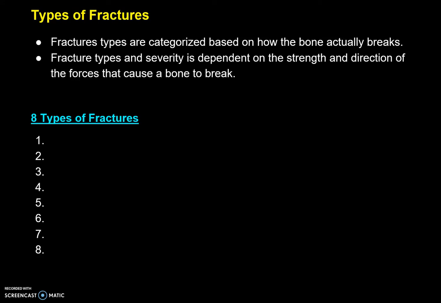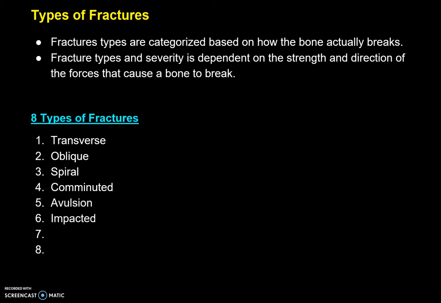The first fracture is a transverse fracture. The second is oblique. Third is a spiral fracture. Fourth is a comminuted fracture. Fifth is an avulsion fracture. Sixth is an impacted fracture. Seventh is a fissure or hairline fracture. And 8 is a greenstick fracture.